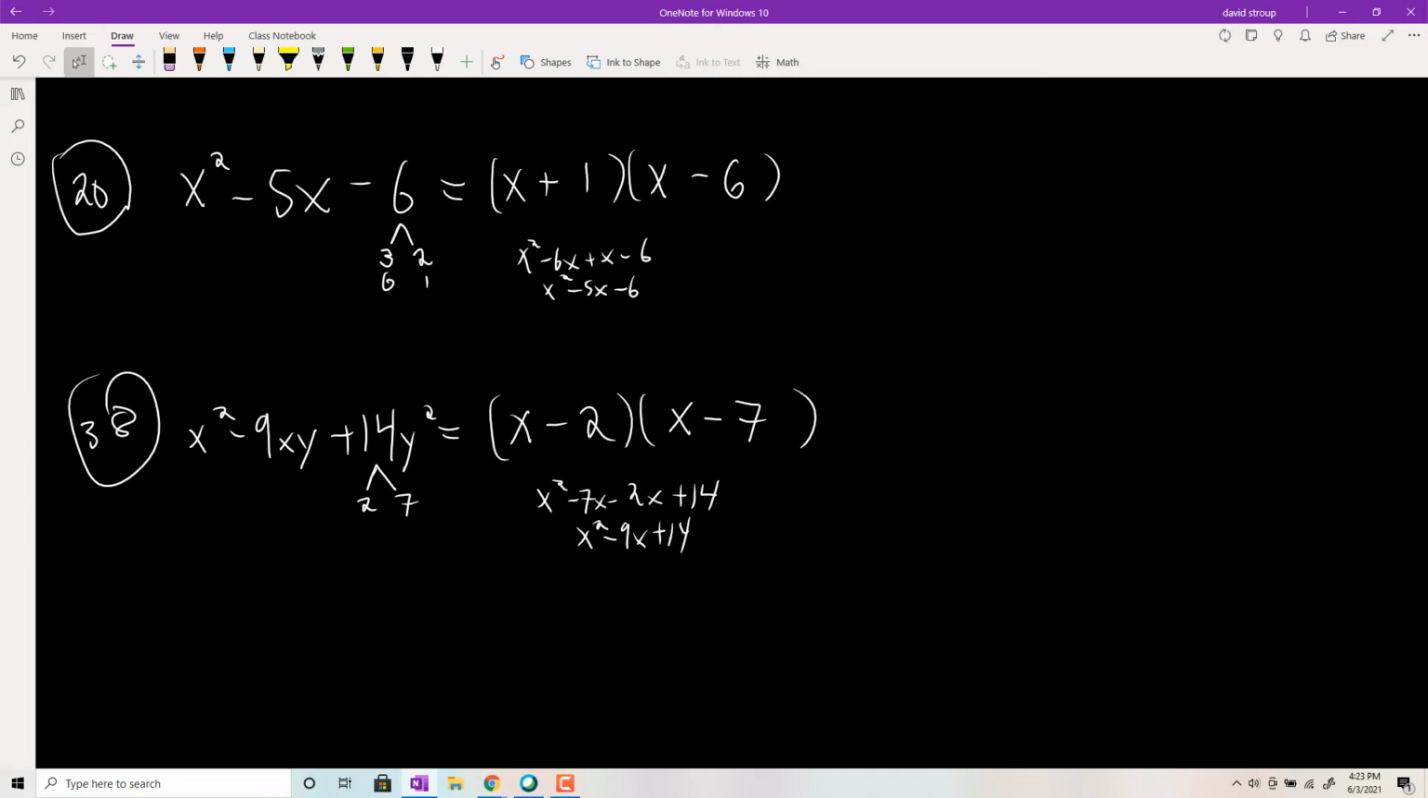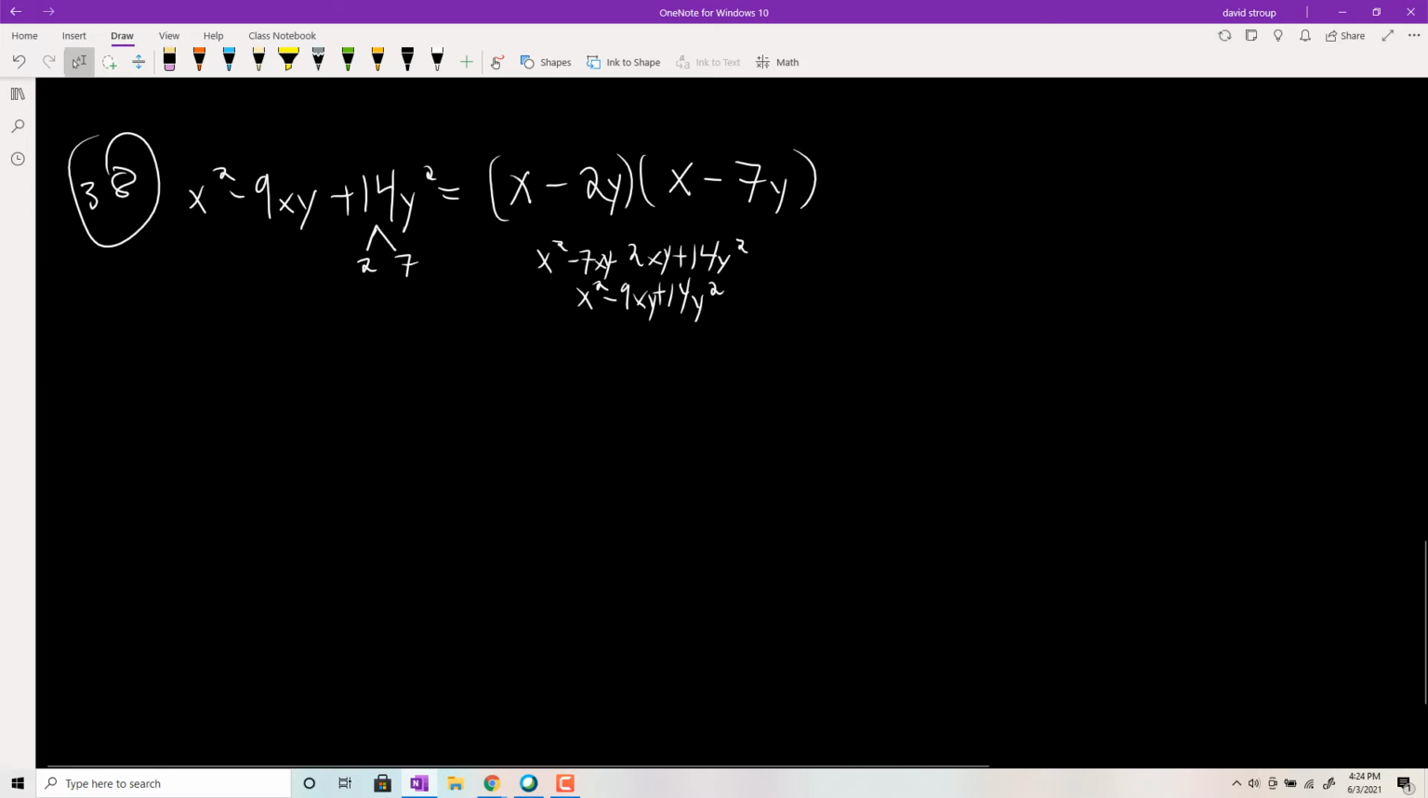Yep, but I need the y as well. So you need to slip a y in there. And then we should be good. So this would be 7xy, 2xy, so 9xy, and then 14y squared when I multiply them up. Okay. So yeah, checking is a great thing.